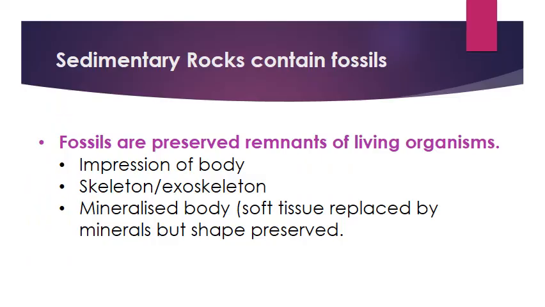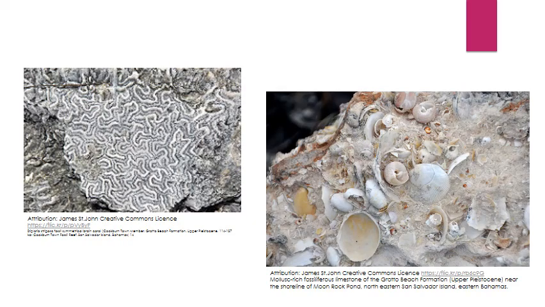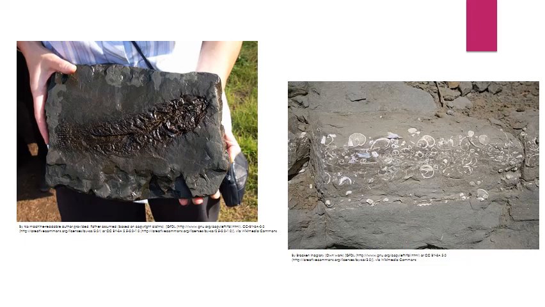Now, when you have sedimentary rocks like these, they often contain fossils, as you can imagine, because if things are continually being laid down, often animals get caught in there, or plants. So you'll see lots of different things like the impression of a body, or you'll see skeletons or exoskeletons. And often, if there's soft body tissue, the minerals that are in the sediments around it will actually go in and fill up the cells and replace the tissue, but keep the shape of the animal preserved. So here we've got some examples of fossils that are encased in sedimentary rock. Some more there.